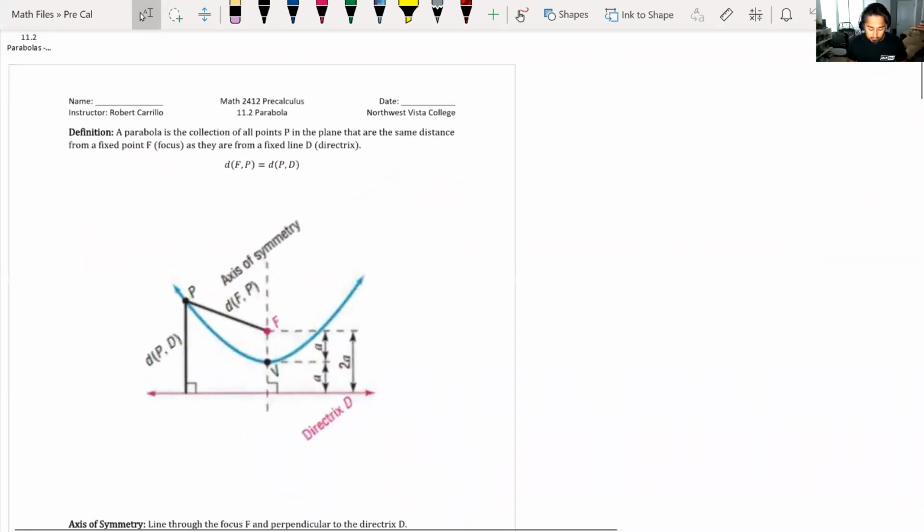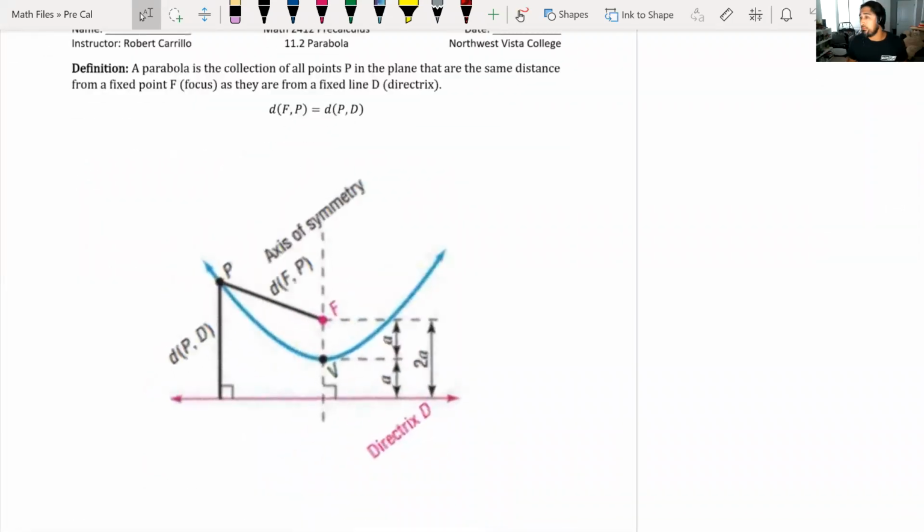So first up, the confusing definition of a parabola. A parabola is a collection of all points P in the plane that are the same distance from a fixed point F, the focus, as they are from a fixed line D, the directrix. Now, if you were into extreme geometry, then maybe that would make sense. We are not. We are in trigonometry, so we just want to touch on the components of parabolas and how to find the equations of parabolas. Thank goodness, right?